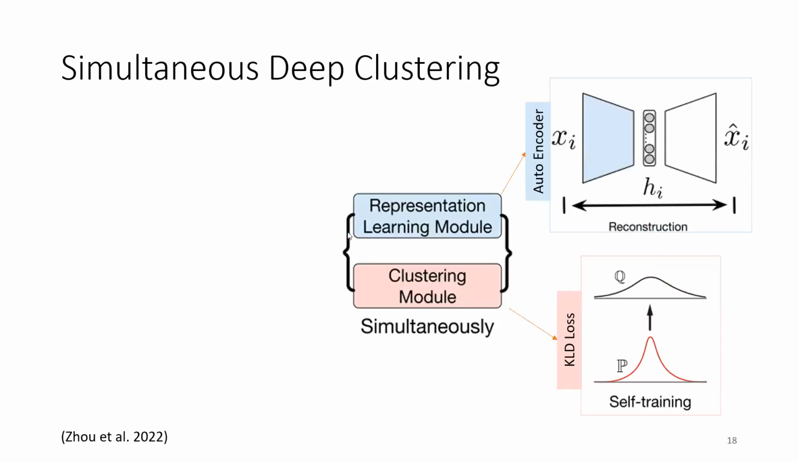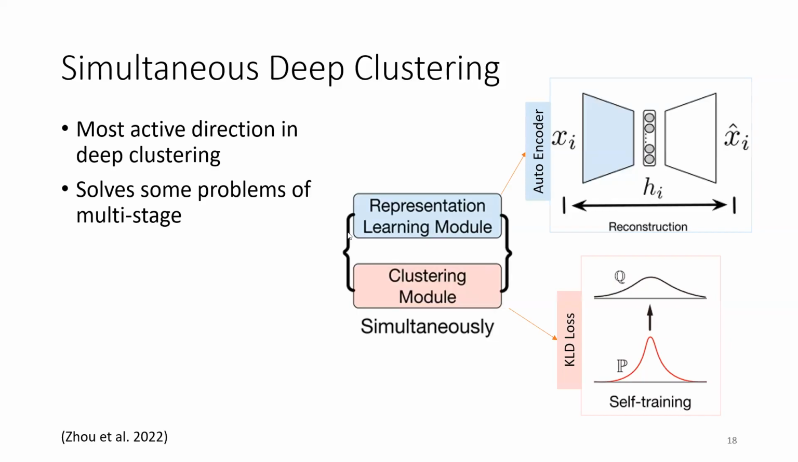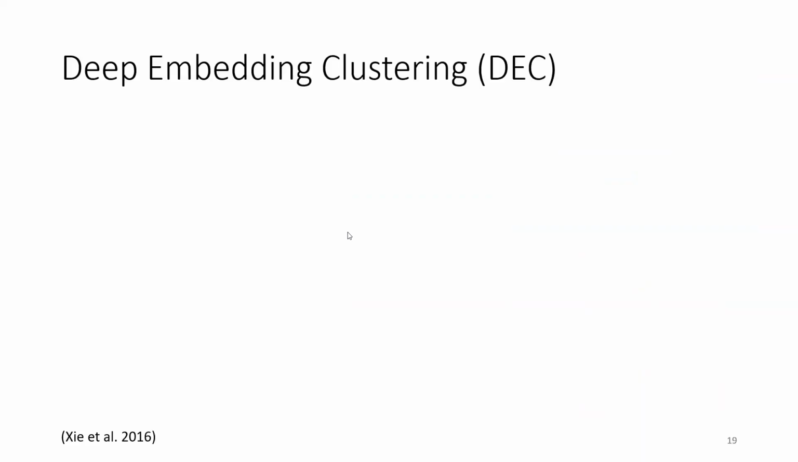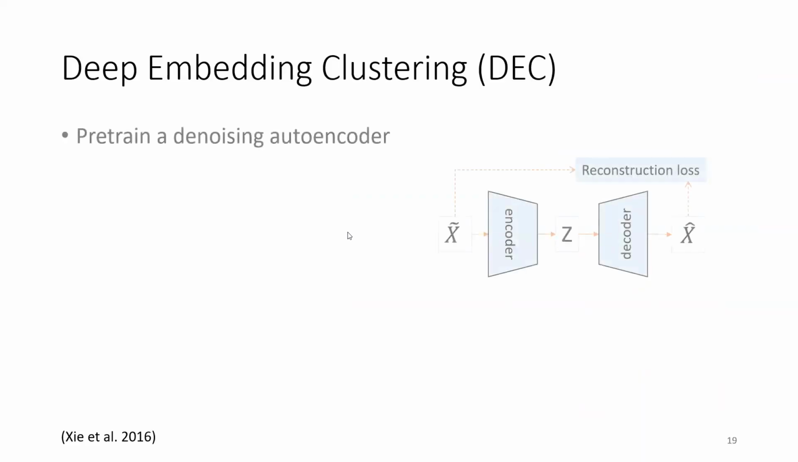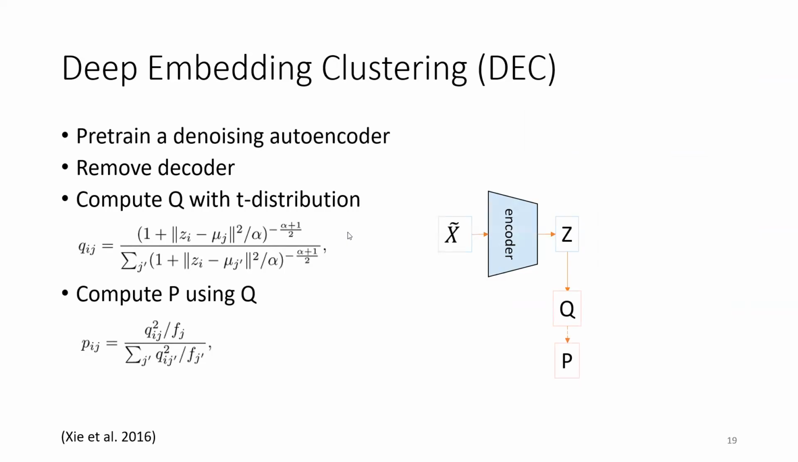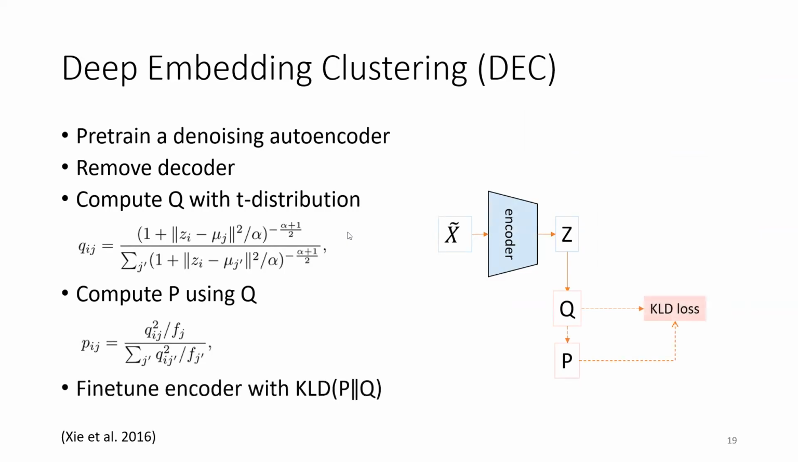Now let's put them together in simultaneous learning. This is the most active direction in deep clustering for our line of work. It solves some of the problems of multi-stage as shown by Gu et al. in their paper called Improved Deep Embedding Clustering. So what are these methods? Let's explore them. Deep embedding clustering uses multi-stage learning. They pre-train a denoising autoencoder. Afterwards, they remove the decoder and then compute cluster assignments from the embeddings using a T-distribution kernel. They compute the P from Q and then fine-tune the new network using KLD.